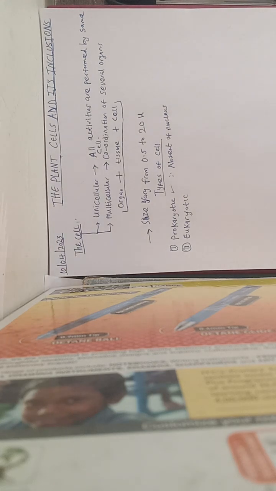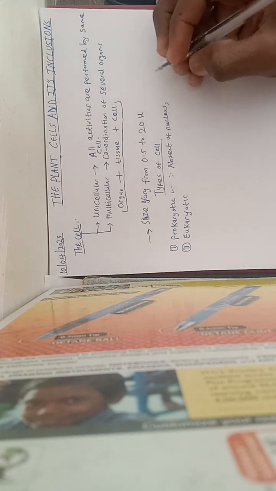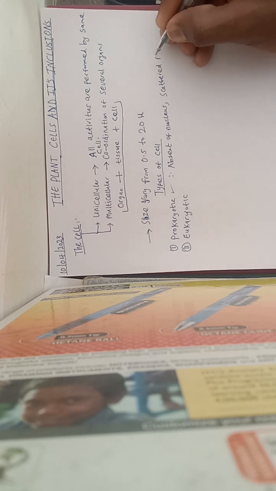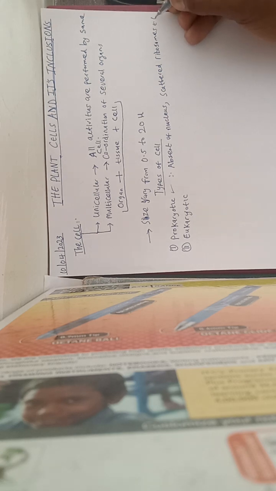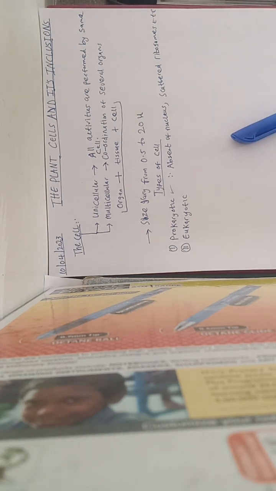Now I want you to take note of one thing. There is absence of nucleus, scattered ribosomes, and some other cell organelles that are missing in prokaryotic cells. Respiratory enzymes and photosynthetic pigments are present. Mitosis and meiosis are not observed in this type of cell.